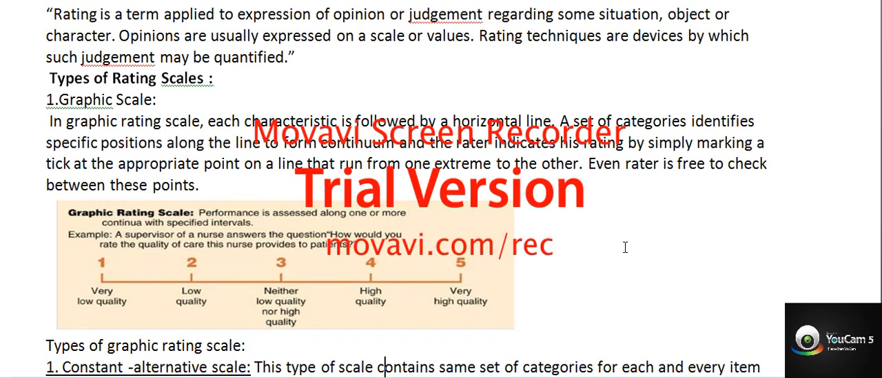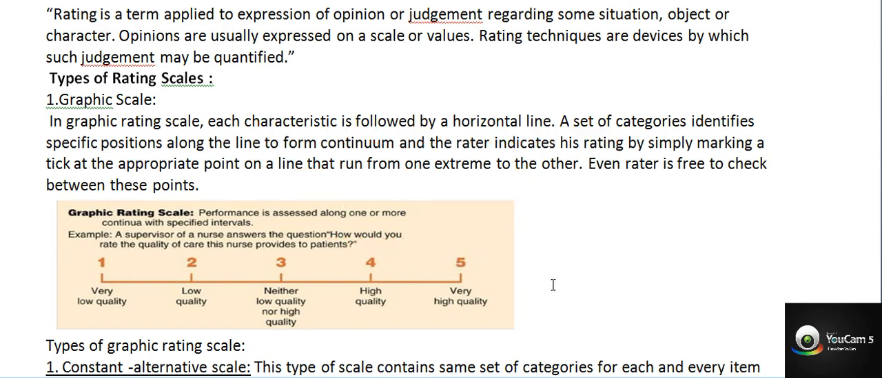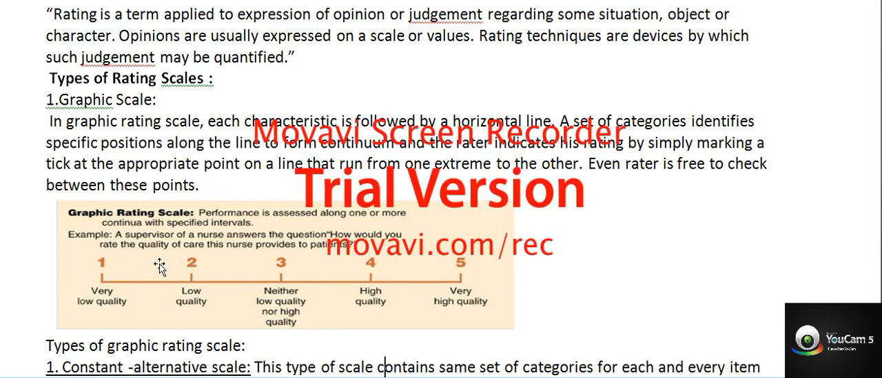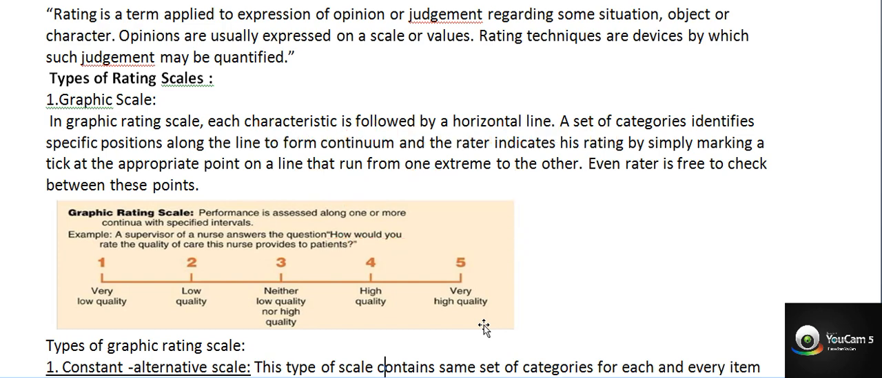There are different types of rating scales. We will see them one by one. Graphic rating scale. There will be a number graph, a horizontal line, which has 1, 2, 3, 4, 5 as shown in the example here. For each number there will be a response or category, a set of categories given. Very low quality, neither low quality nor high, and very high. So these kinds of specific categories will be mentioned for each number, and we call it a graphic rating scale.